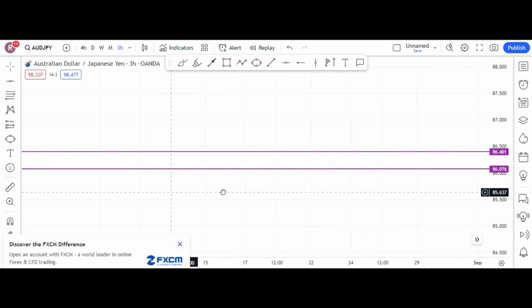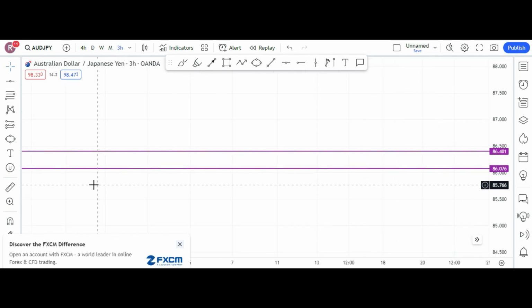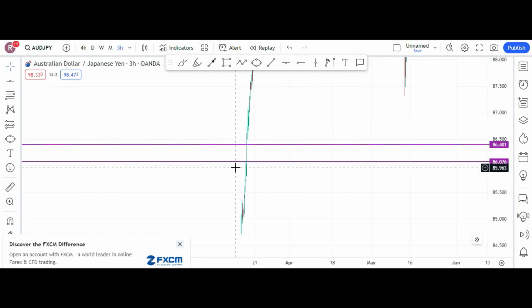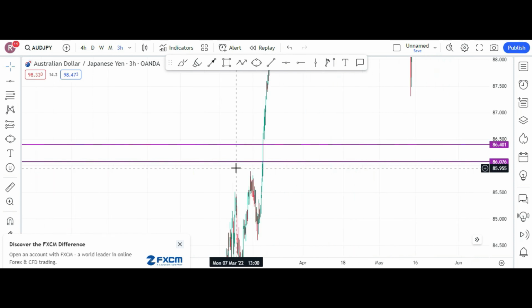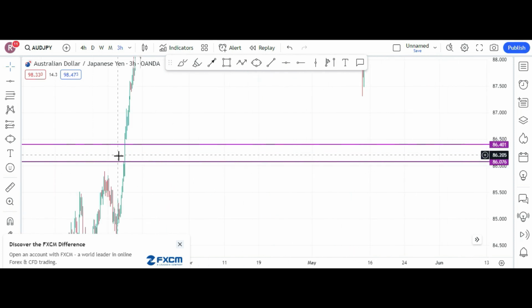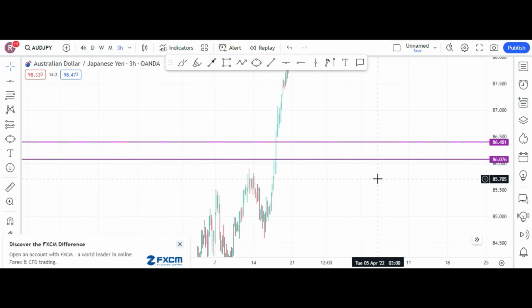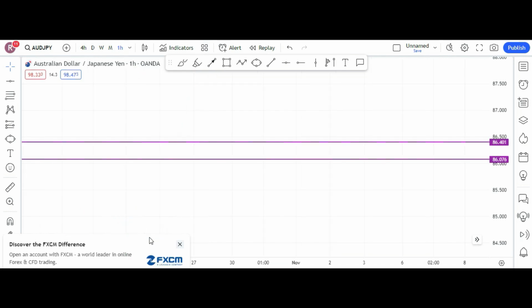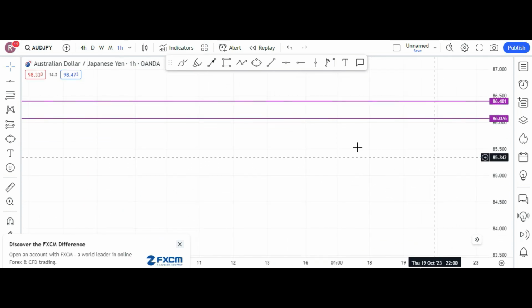Sorry guys, I'm using this free software which doesn't allow me to go far back, and still we can see there is nothing. So this is a big question. What made this price? If we go to 1 hour again, I don't know whether they will allow me this much.